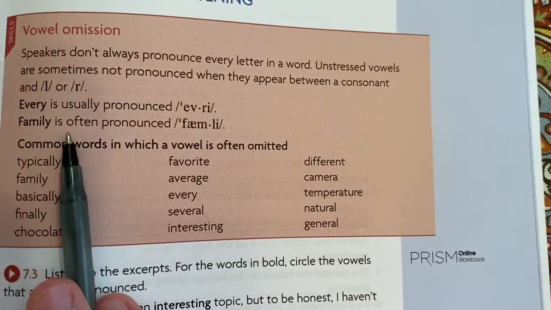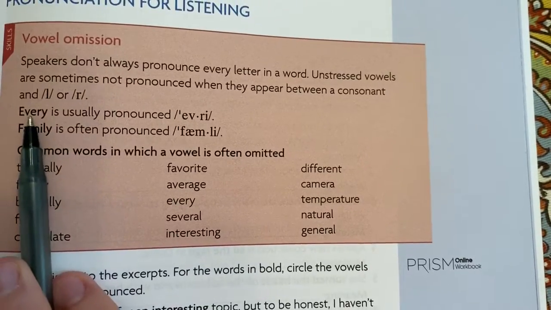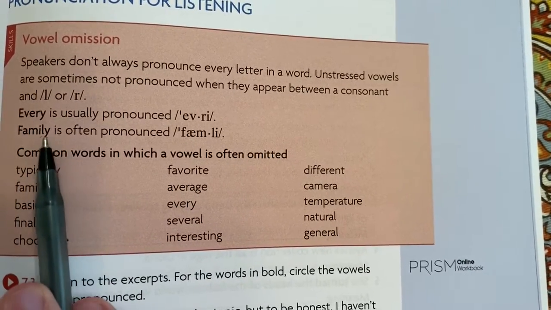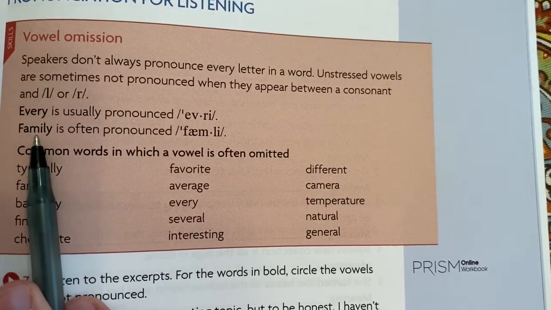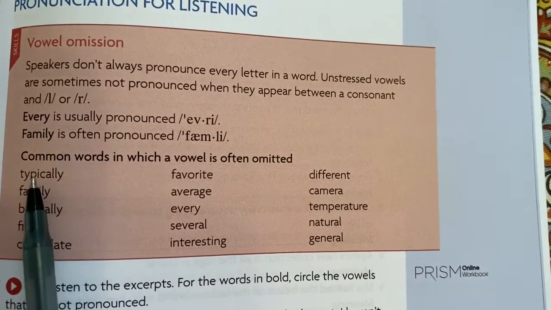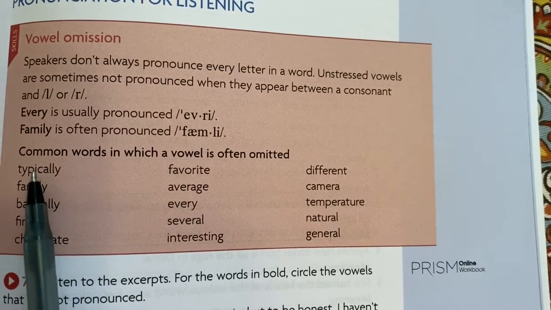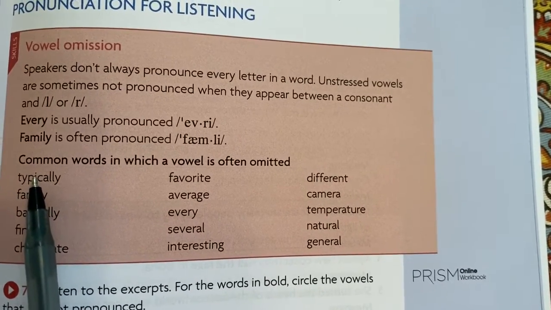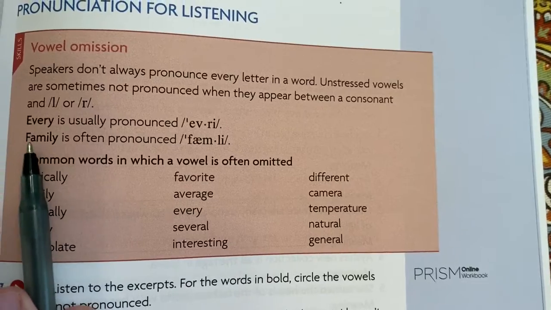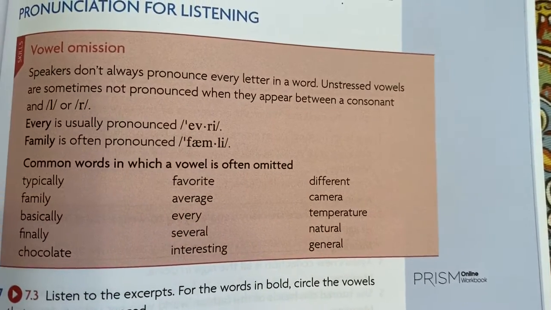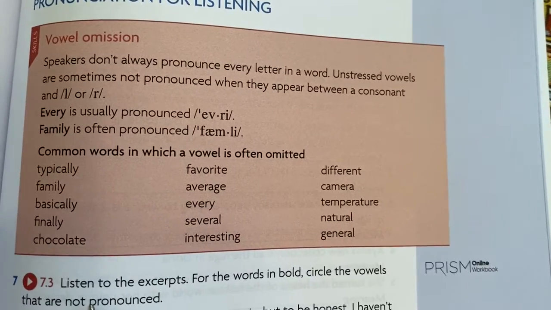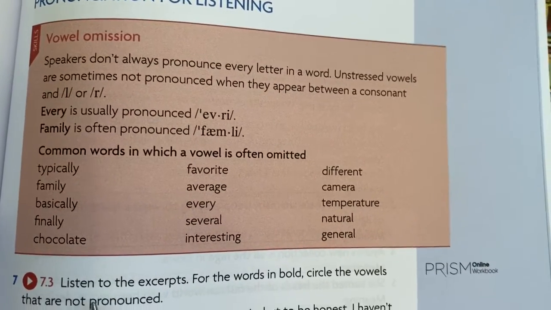Same with family. Technically, family and every could have 3 syllables if you count the Y as a vowel. A, I, and Y are in family. But often, English speakers will say family. 2 syllables. Here are some other common words in which a vowel is often omitted.